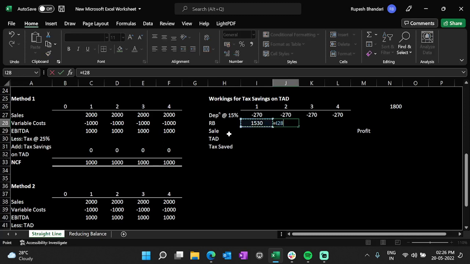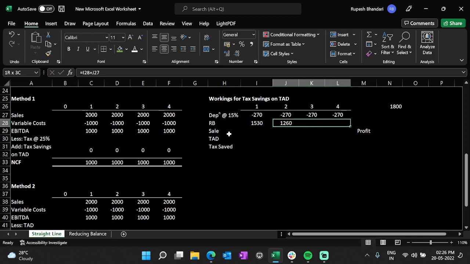And then in this case 1530 plus the second year's depreciation will give us the value. In the end, how much do we have? 720. How much shall we sell it for? Let's sell it for 500. In that case, what will happen? We are making a loss.